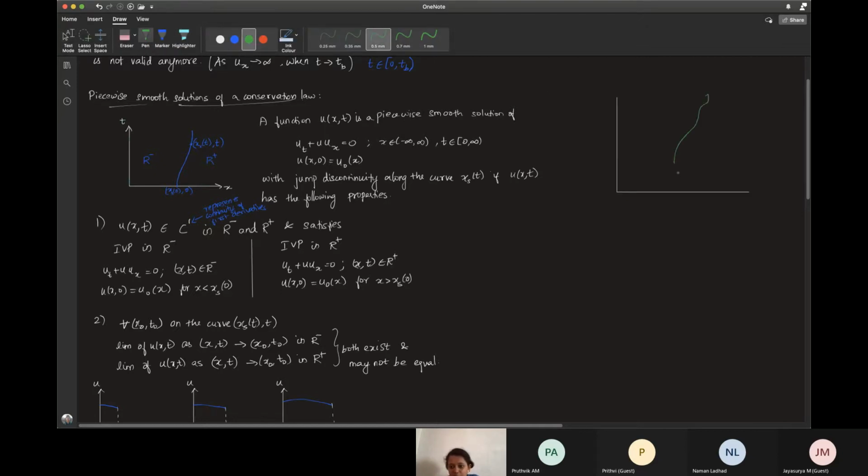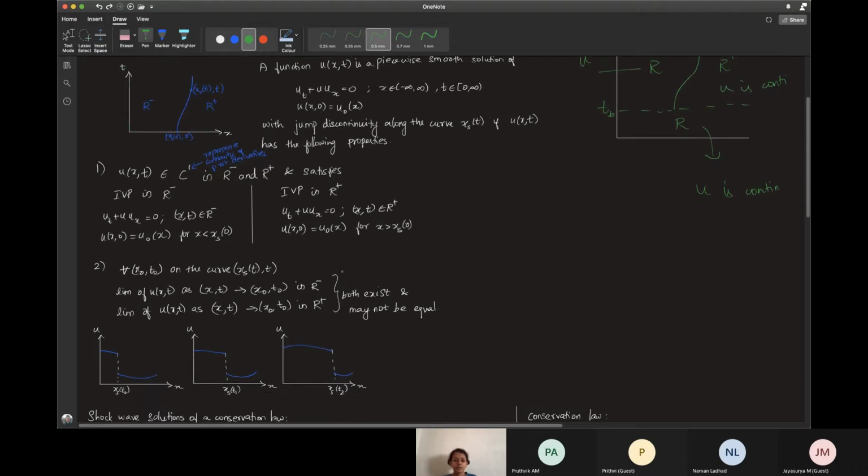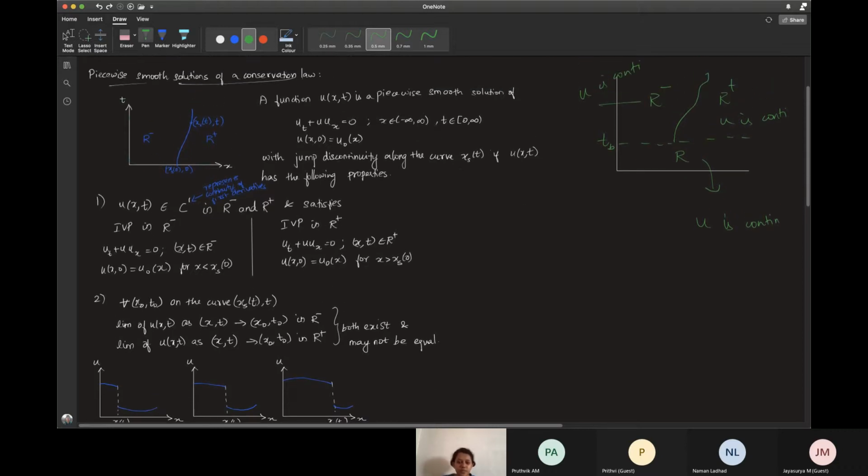So it can be something like this also. Here you have the solution. This is the region R, and this is region R minus, and this region is R plus. It's just that in the region R, your solution U is continuous everywhere. In region R minus U is continuous, and in region R plus U is continuous. It's just that along this curve U is not continuous. So we are defining the solution to be piecewise continuous.